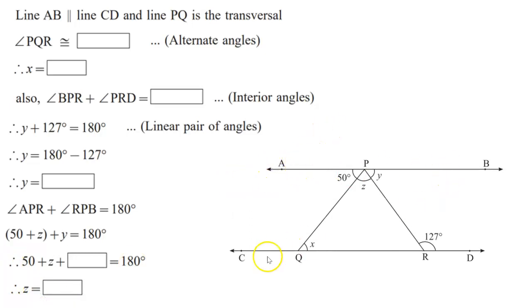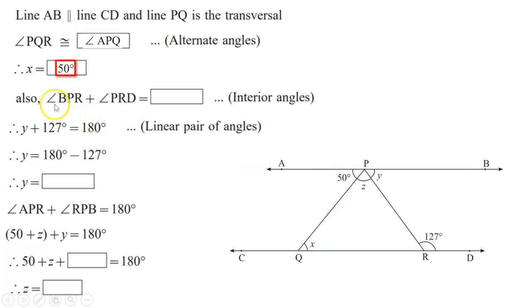Here the line AB is parallel to line CD. PQ is their transversal. Angle PQR is congruent to angle APQ. These are the alternate angles. Okay, this is the answer. Therefore, next, measure of angle X is equal to 50 degrees. This is the first answer.